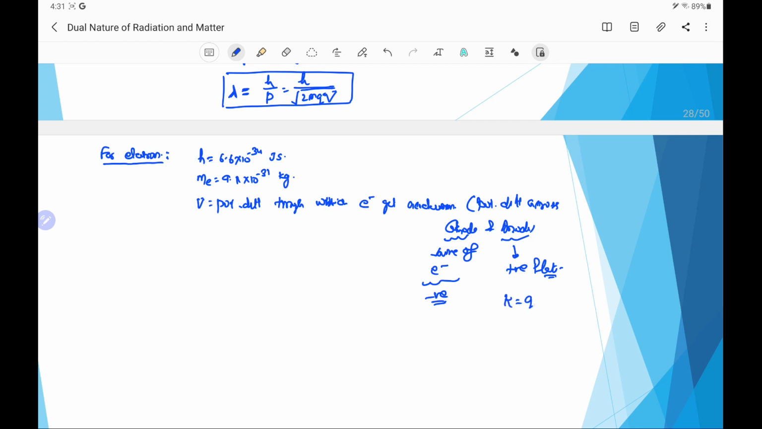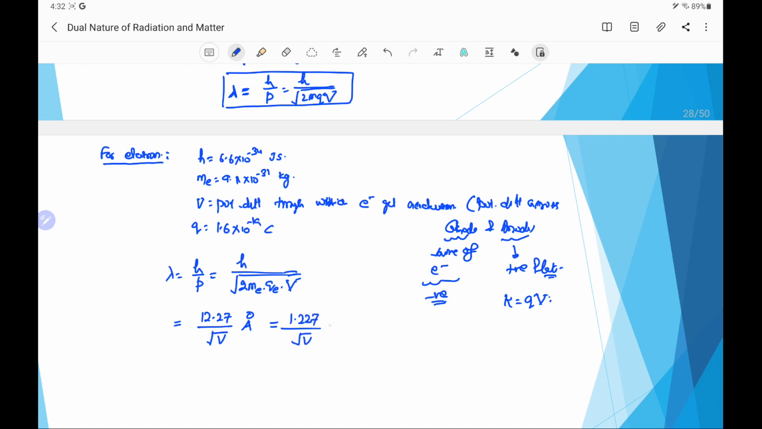that is equal to QV. So substituting these values, and charge on the electron is 1.6 into 10 to the power minus 19 coulomb, and substituting these values in the formula, that is lambda equal to h by p or equal to h by root 2, mass of electron, charge of electron, and potential difference through which electron is accelerated, we get on simplification 12.27 by root V angstrom, or we can further write it as 1.227 by root V nanometer.